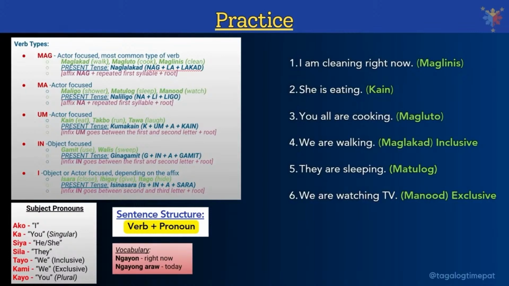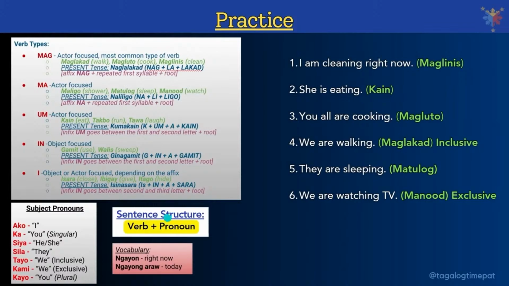And here are some examples. So number 1, I am cleaning right now. Maglinis means to clean. Number 2, she is eating. Kain means to eat. Number 3, you all are cooking. Magluto means to cook. Number 4, we are walking. Maglakad, inclusive. Number 5, they are sleeping. Matulog. And number 6, we are watching TV. Manood, exclusive.